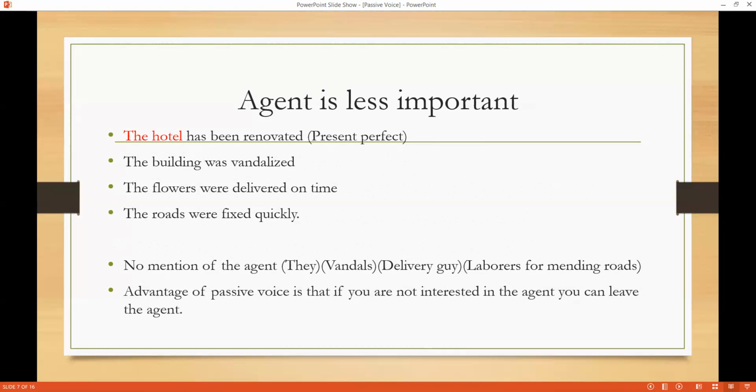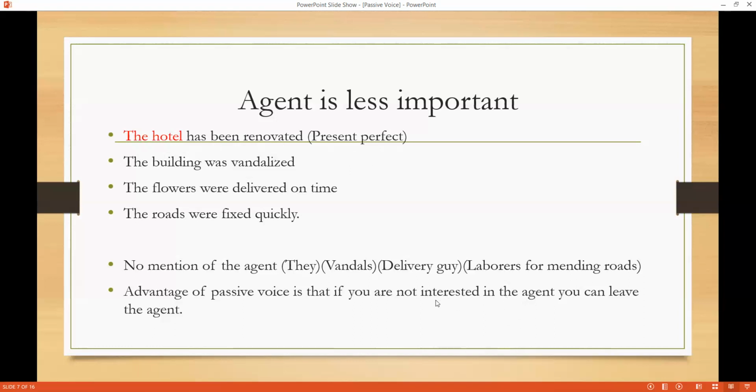Now, as soon as you hear that sentence, you might realize that that's not the best way to say it because we are giving too much focus to they, saying they have renovated the hotel. We don't want to do that. We want to focus instead on the hotel and the renovation. So we write it in the passive: The hotel has been renovated. It's in the present perfect tense, so I'm writing has been. Now notice here, there is no mention of the agent.